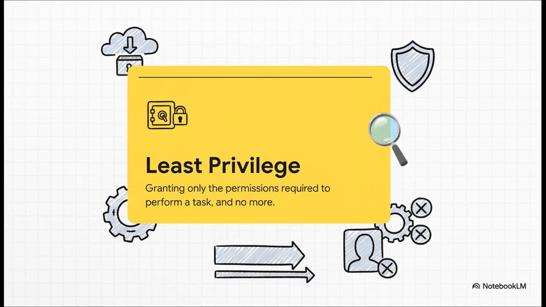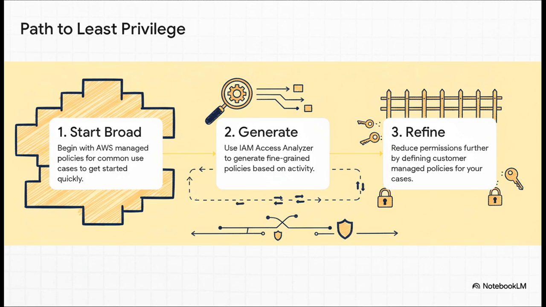This is so powerful because it minimizes the blast radius if something goes wrong, whether it's an accident or a real security breach. But how do you actually do this? It can feel a little daunting. The good news is it's a journey, not a destination. You can start with some of the broader pre-made policies from AWS. Then you use an amazing tool called IAM Access Analyzer, which actually watches what's being used and generates a super specific policy for you. From there, you just fine-tune it.